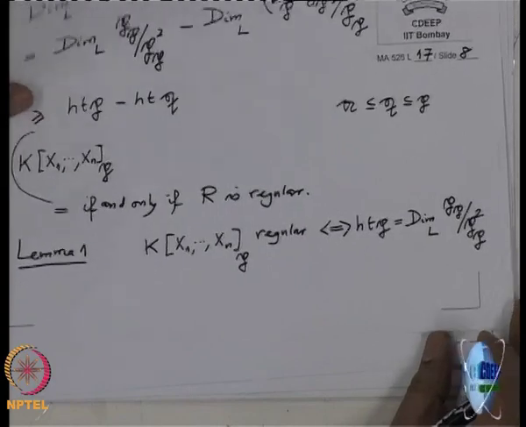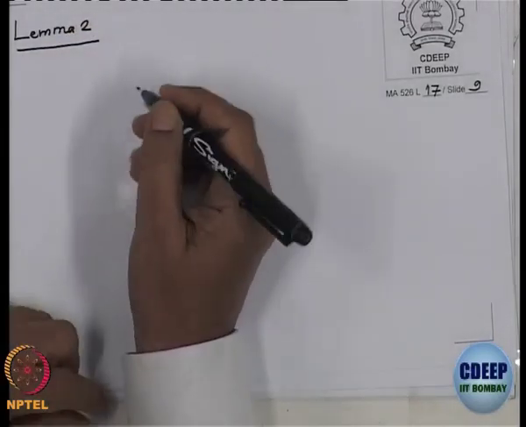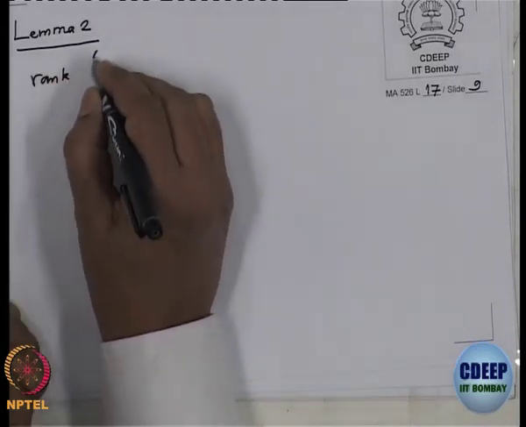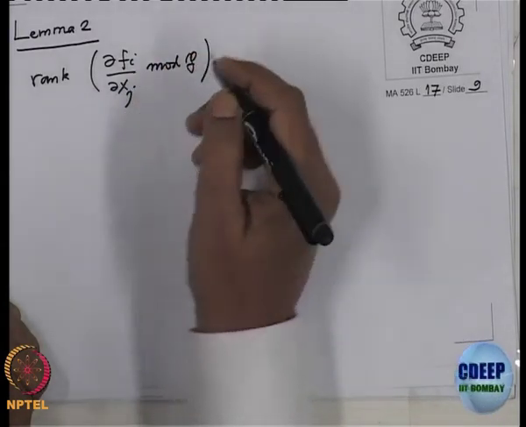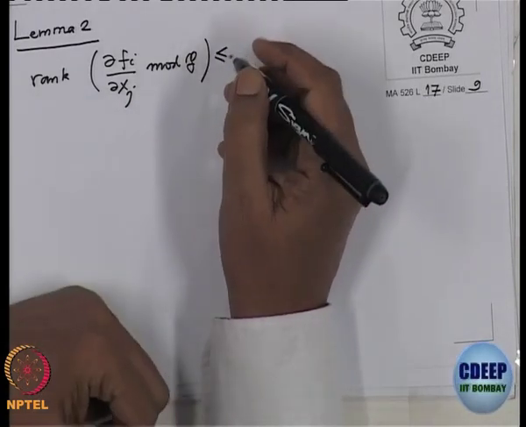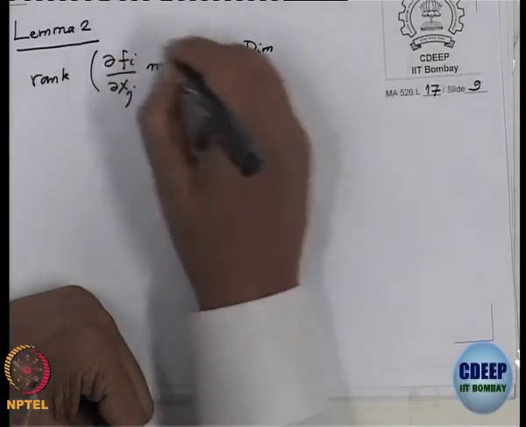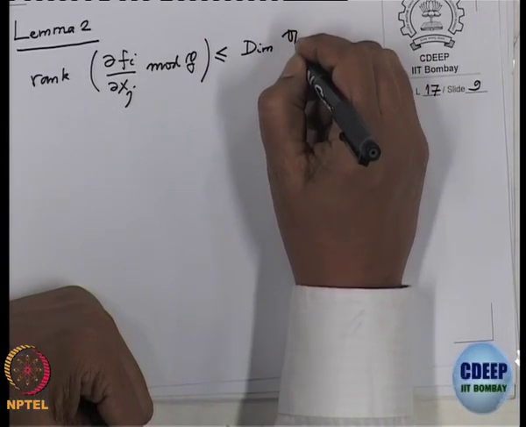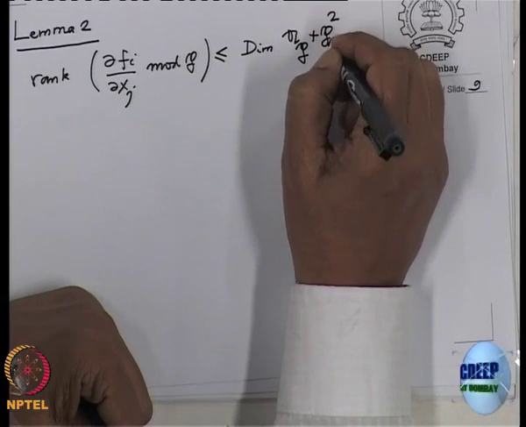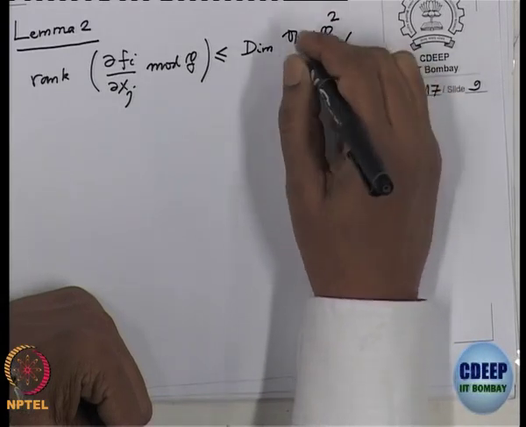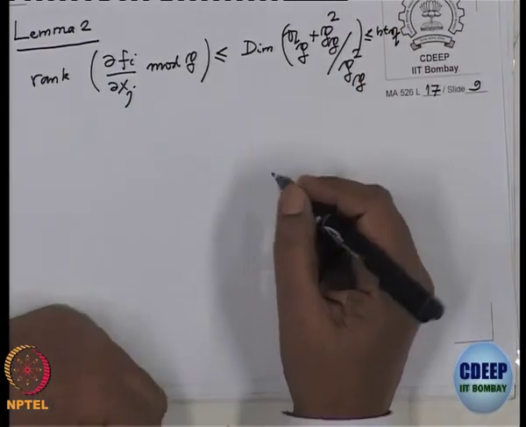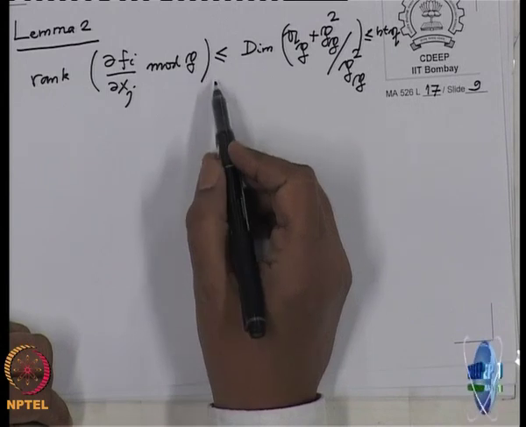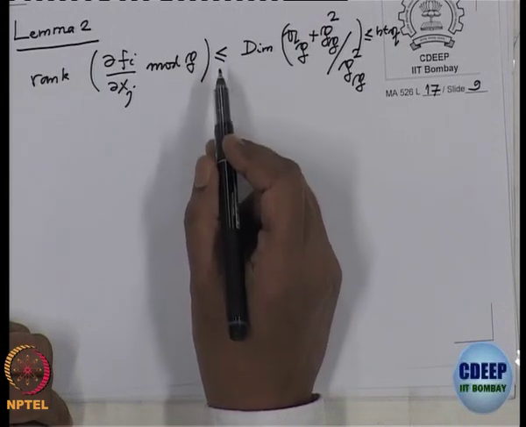And lemma 2 was the rank of this matrix, the Jacobian dFi dxj mod P. This rank was less than or equal to the dimension of, because you see this is AQ, A localized at P plus P square P modulo P square P, which is less than or equal to height P, height Q. That is what we have proved in lemma 2, and also we have proved equality here if and only if R is regular.